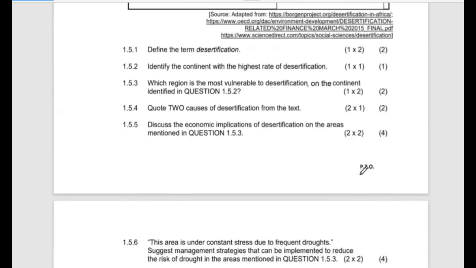Discuss the economic implications of desertification on the areas mentioned in 1, 5, 3. The economic implication, we want to look at how desertification affects the way of life of people. The way of life of people, how is it affected if the areas are gradually changing into desert conditions? What is going to happen to the lives of people? Right.